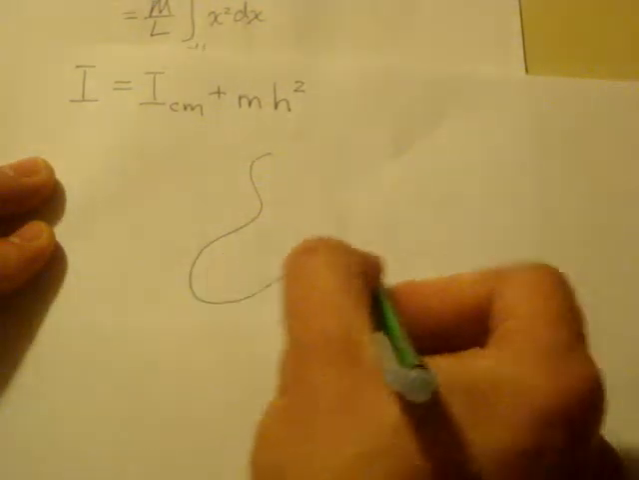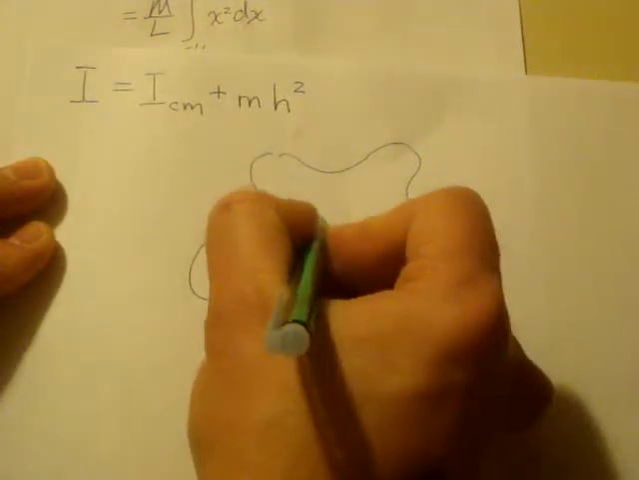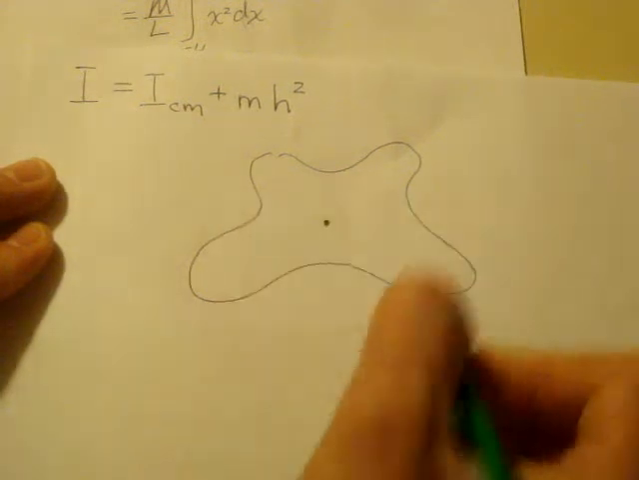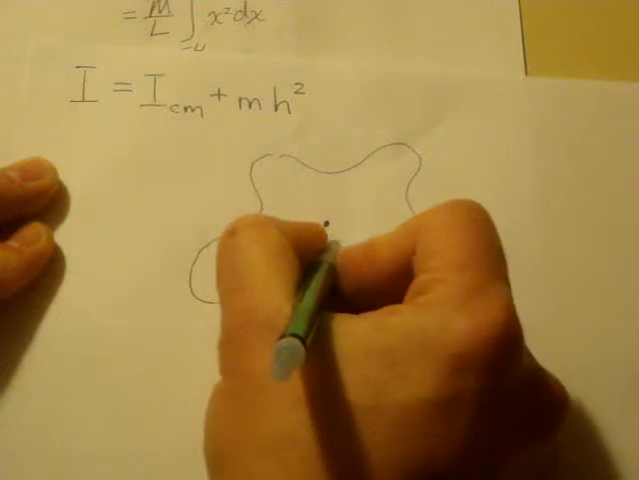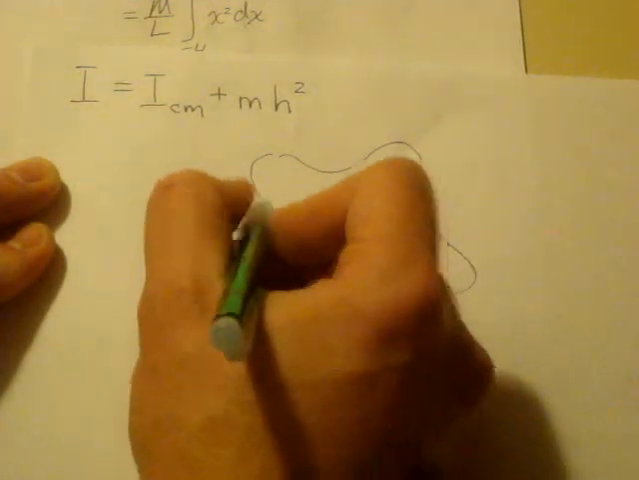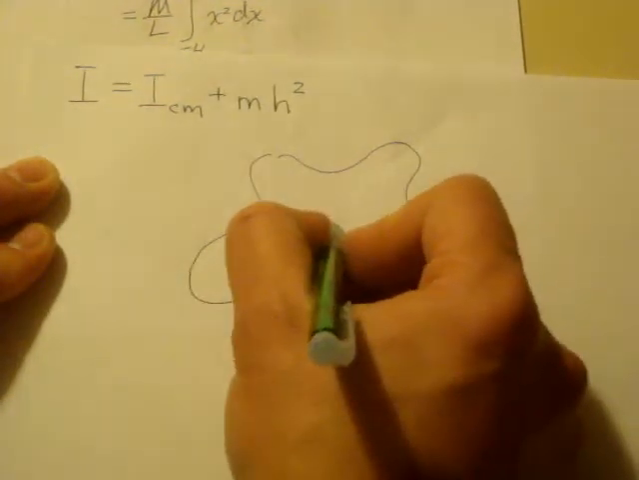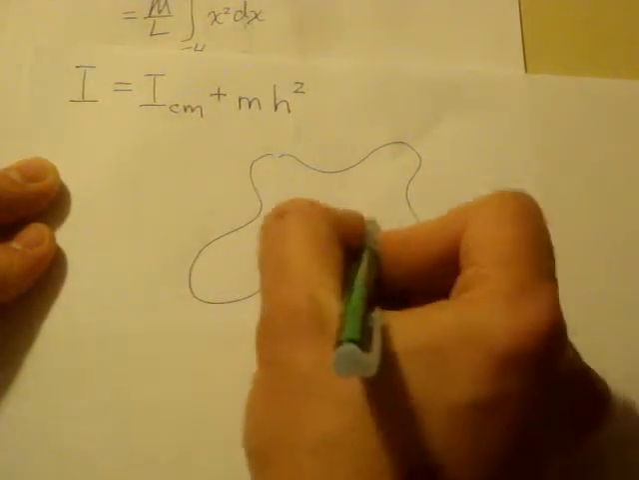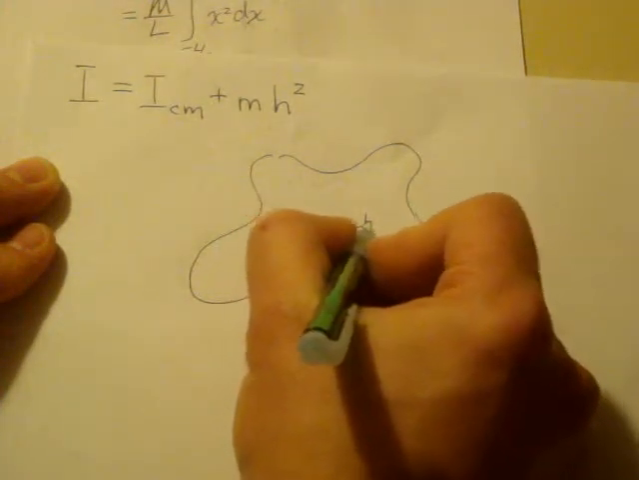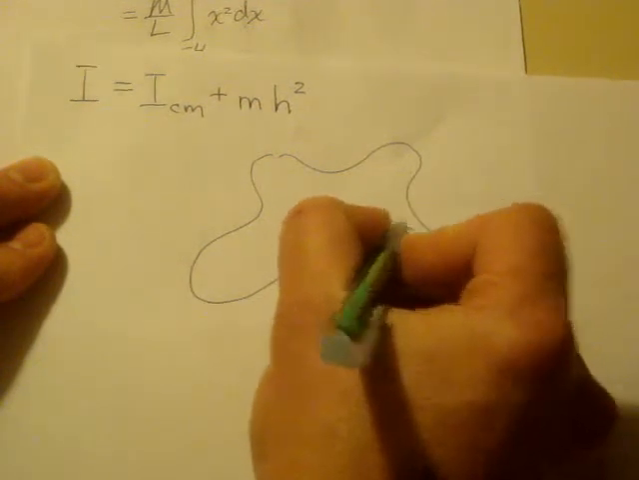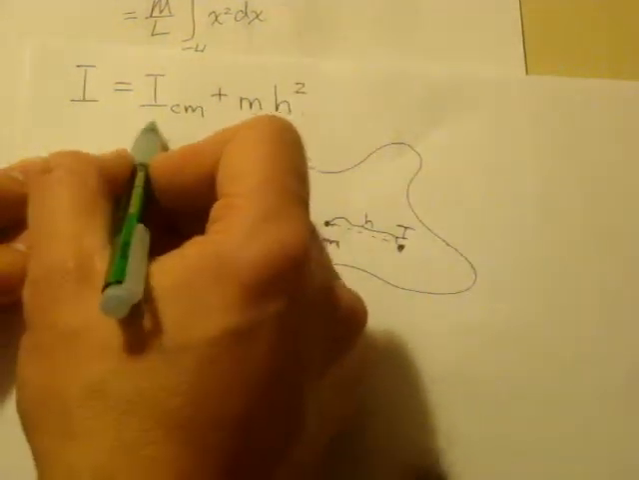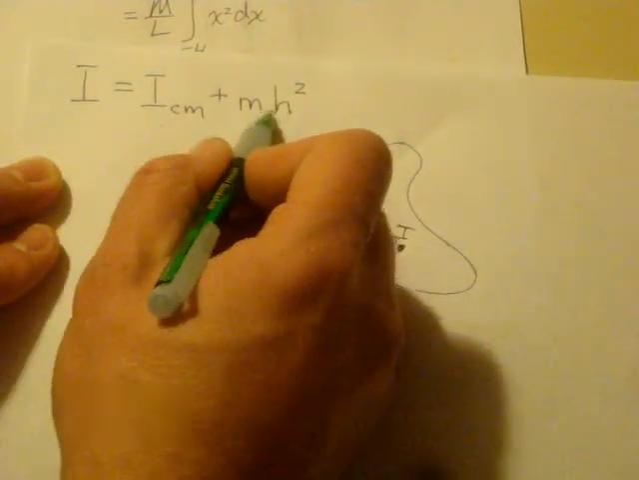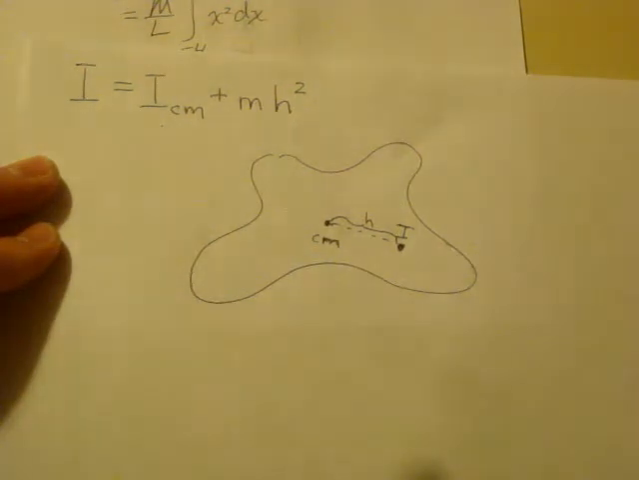So if we have some odd-shaped thing and we determine that its center of mass is at this point right here, and we can determine the moment of inertia about the center of mass is some quantity, then if we move some distance h away from that center of mass, we can determine the new moment of inertia about this new position by simply taking the moment of inertia about the center of mass plus the mass of the object times h squared. Right? So let's actually check that out and see if that's the case.